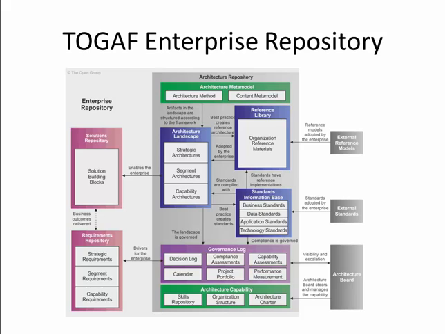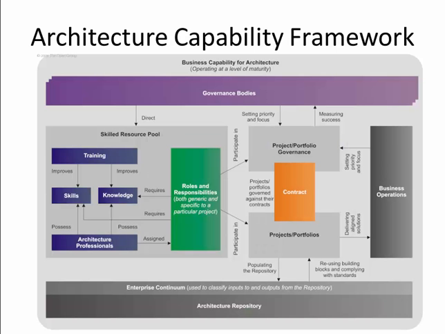Then, of course, there is the architecture capability as well, which talks about the skills, the organization structure, and the architecture charter. The architecture capability framework provides the training, skills, knowledge, and relationships between the architecture professionals. What are their roles and responsibilities, and how do they participate in project and portfolio governance, and how it affects the business operations.